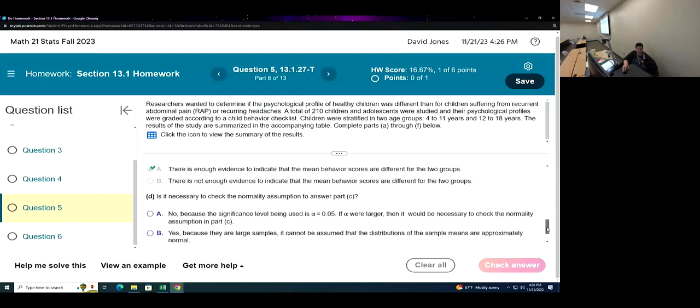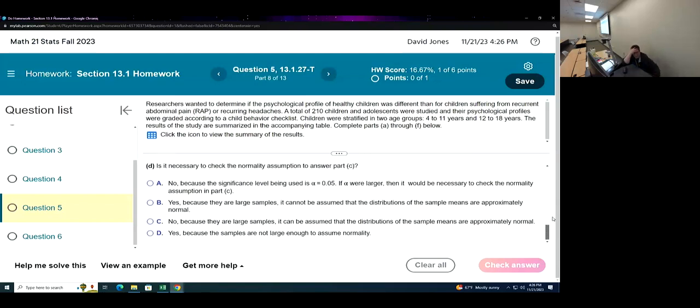All right, part D. Is it necessary to check the normality assumption to answer part C? No, it shouldn't be because they're large enough samples. And it's greater than 30 for each one.